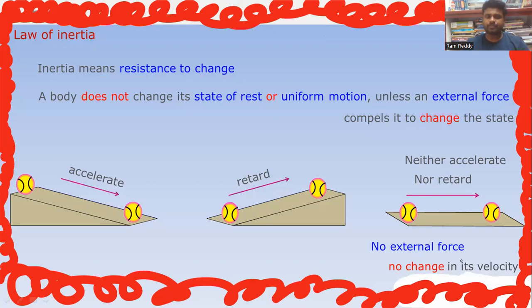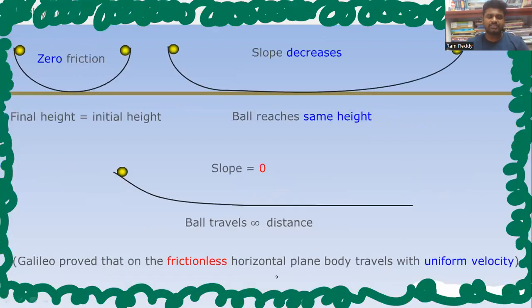Now again, we'll see other examples regarding inertia. What is inertia and what is the importance of the external force, how it will affect the body. Now we'll discuss in terms of friction. Now we place an object or ball on this inclined plane. If there is no frictional force, what will happen? The ball has a height from here to here. It will reach the same height on the other end.